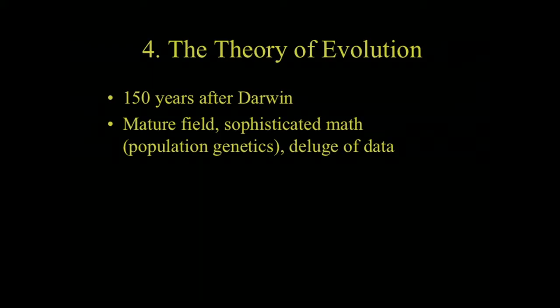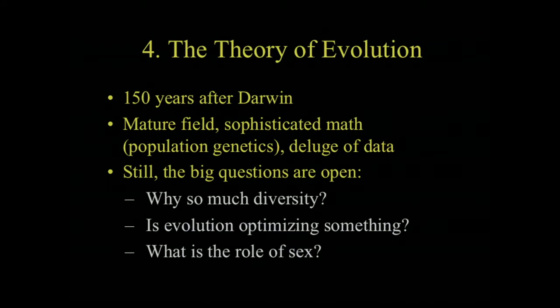It's a mature field, it uses sophisticated mathematics, the mathematics of population genetics. And until 20 years ago, it was safe without data, but now it has data and it's in trouble. It turns out that despite this flourishing, despite this maturity, some of the most nagging and important top level questions are open.